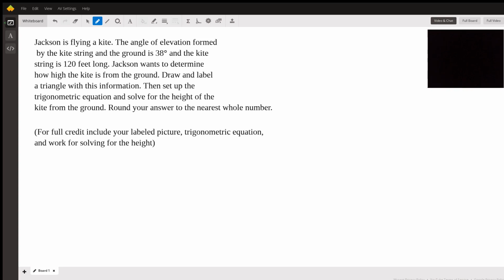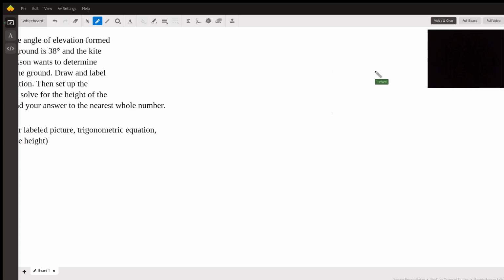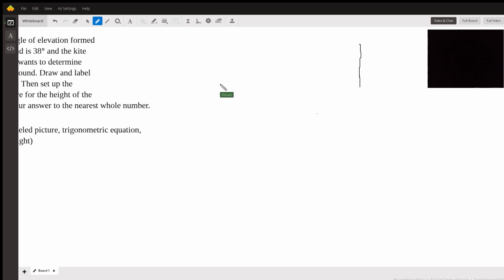This is a nice little SOHCAHTOA question. It's fairly typical, the kind of thing you would expect to see early on in geometry. You'll see it again in Algebra 2, and you'll see it again in trigonometry. So it shows up fairly often, and that means you want to be pretty good at it.